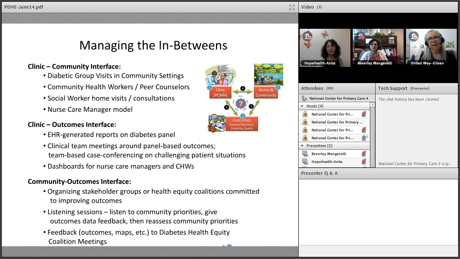Can you have a clinic outcomes interface where you're having EHR-generated reports on your diabetes panel and your clinical teams are learning to read these reports, all the members of your clinical team, not just your providers, and then make decisions on making changes based on what these reports are showing? And then finally, we wanted them to work around creating processes that were community outcomes interface. So organizing stakeholder groups or health equity coalitions that were committed to improving outcomes.